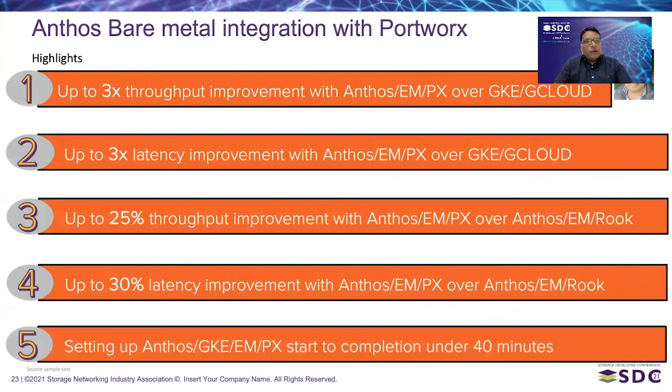What we found is a 3x throughput improvement with Anthos, Equinix Metal, and Portworx compared to GKE Cloud, and a 3x latency improvement. We saw a 25% throughput improvement on Anthos over Rook, that means Portworx over Rook, and then a 30% latency improvement, meaning a reduction, when comparing Portworx and Rook.